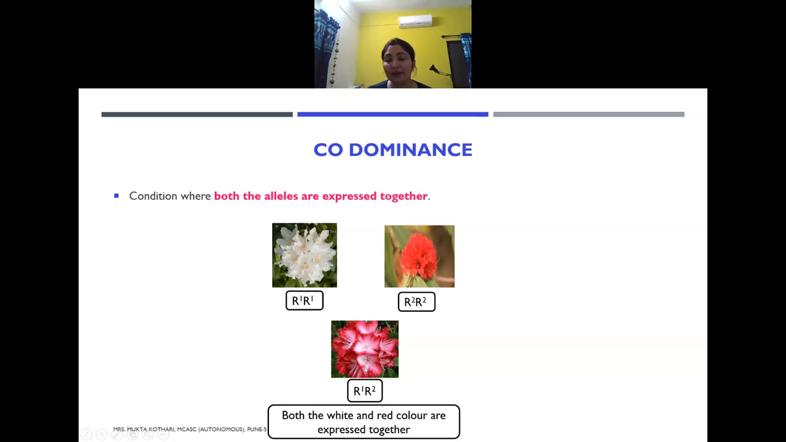You have to remember that it is different from incomplete dominance in that it will not show the intermediate of both the parents, but it will show the expression of both dominant and recessive alleles together. In this case, both the white and red colors are expressed together. I guess I am clear with the second concept also.